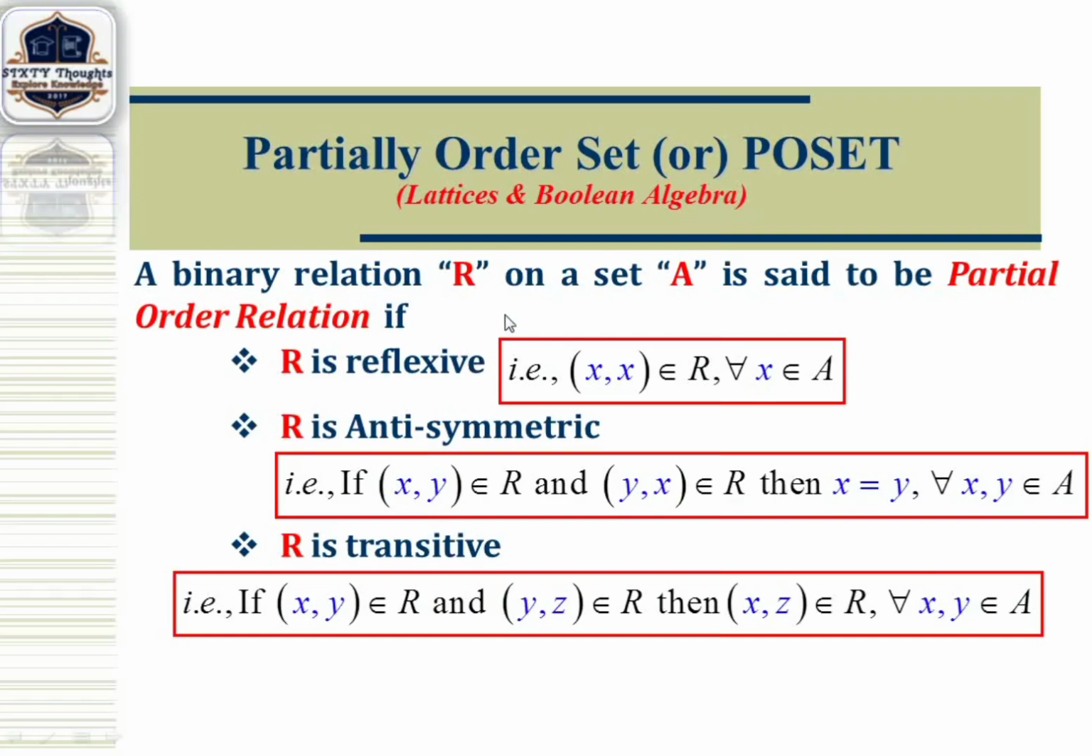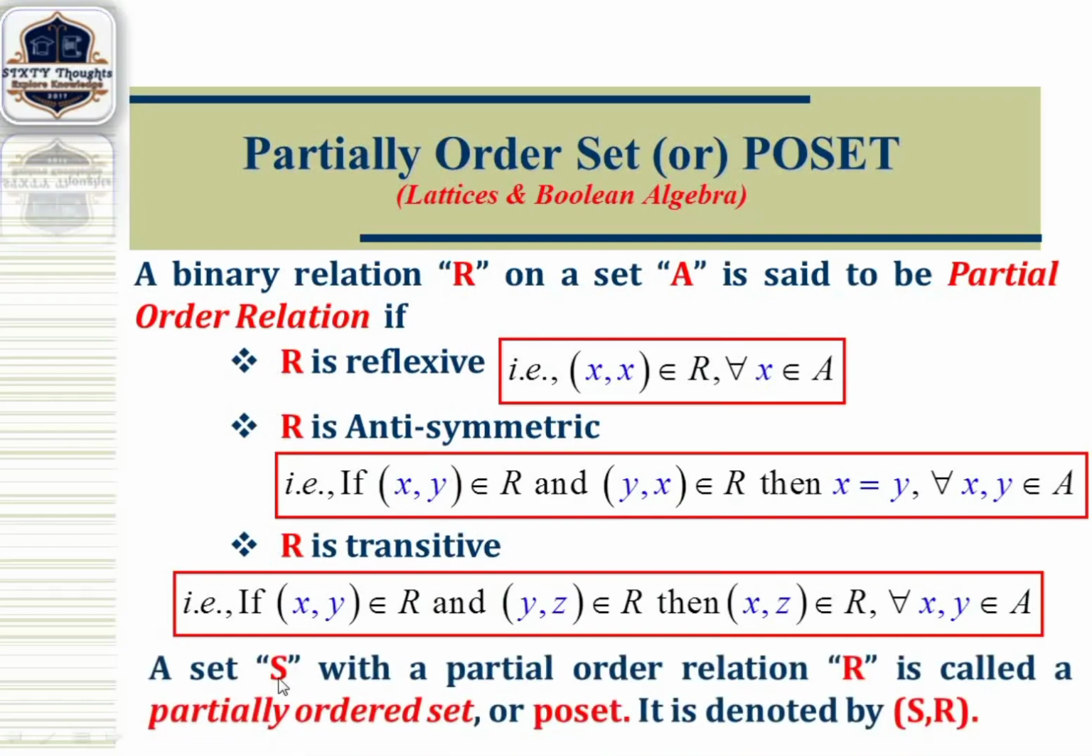Okay. So what is partially ordered set? A set capital S with a partial order relation. Here S is nothing but the given set A, with partial order relation R, is called a partially ordered set, otherwise called poset. This S is nothing but the A value, and R is nothing but the given relation R.